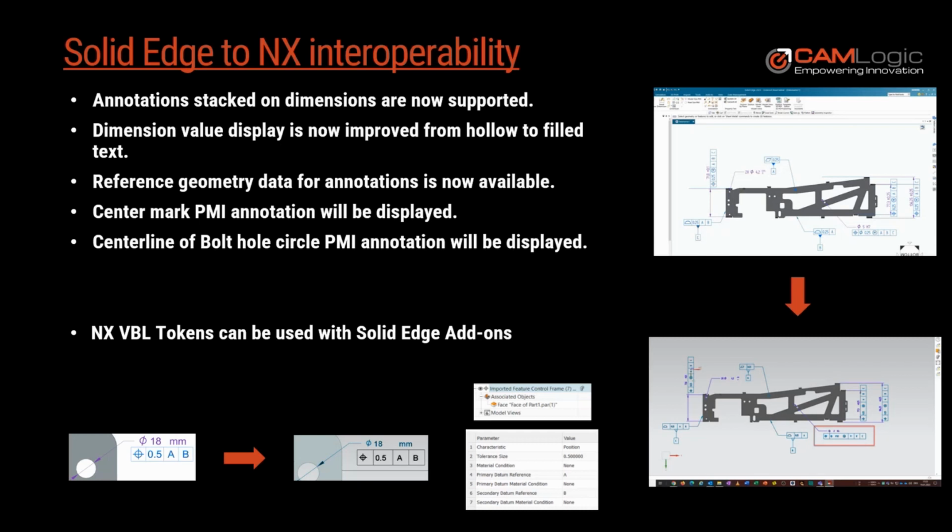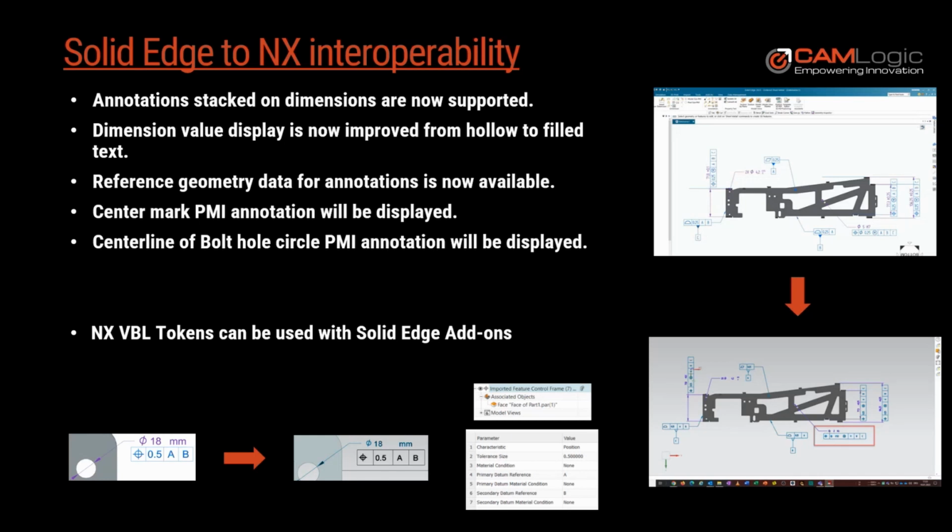More annotations and stack dimensions are supported better. They import to NX better. The way that dimension values are displayed is easier to read. It's filled text, so you don't have to change it when you bring the part into NX. It should be ready to go. And reference geometry is available, as well as center marks and bolt hole circles and center lines. All those things will move into NX and be visible in NX when you bring data over from Solid Edge.